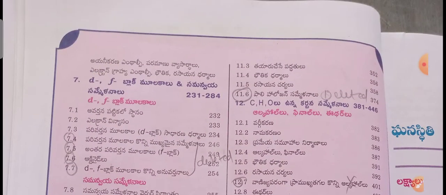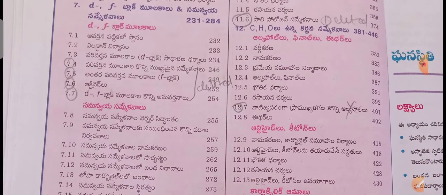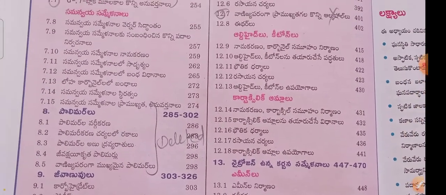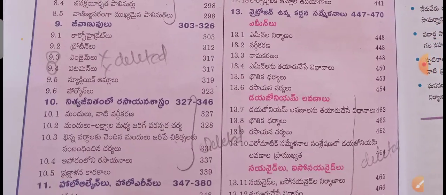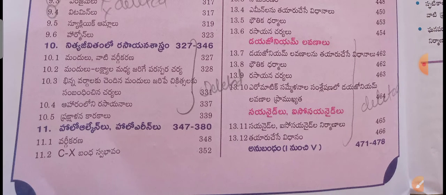Next, in the 11th chapter, the 11.6 topic is deleted. In the 12th unit, the 12.7 topic is deleted. And in the 13th unit, diazonium, and cyanide and isocyanide, these two topics are entirely deleted. So this is the 70% syllabus in the subject of chemistry for the regular BiPC, MPC as well as bridge course second year students. Okay, so let me see the important questions with answers in the subject of chemistry.